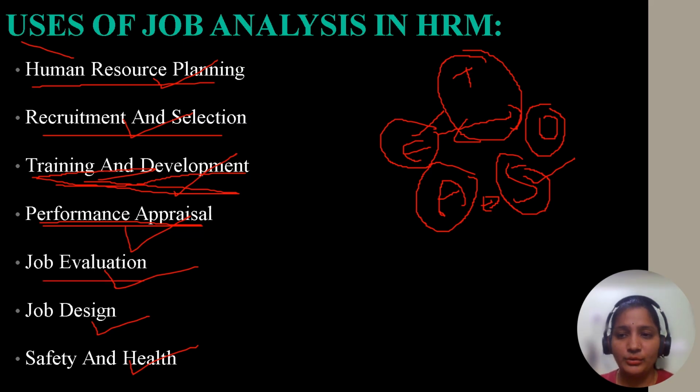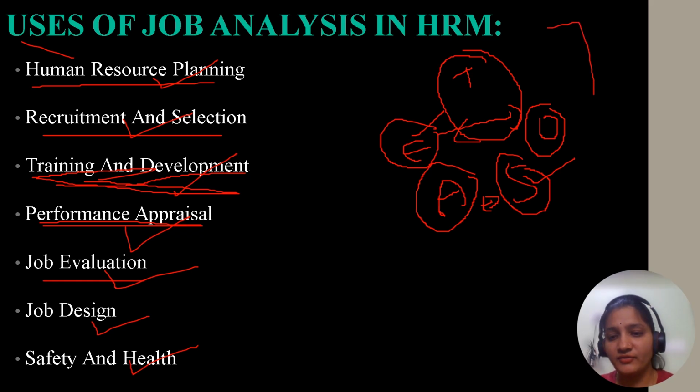Next is job evaluation. What do you mean by evaluation? We can understand it, right? So once we study a job in detail through job analysis, we get all the information about what the job involves, that is its duties, responsibilities, and required skills. Now HR can use that information to find out how important or valuable that job is. Okay, and HR can compare the job with other jobs.